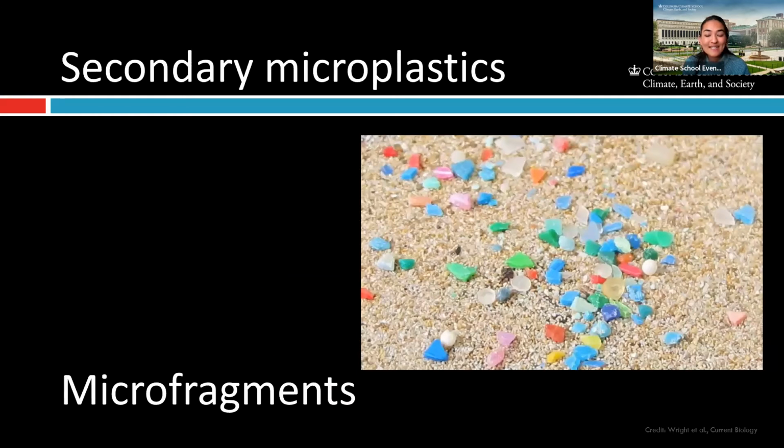Secondary microplastics include microfragments. So when they're this small, it's often hard to tell where they came from, but a general definition of a microfragment would be that they're unidentifiable shapes, different colors. They may have a waxy texture to them, but you can tell that they're a degraded form of a larger type of plastic.